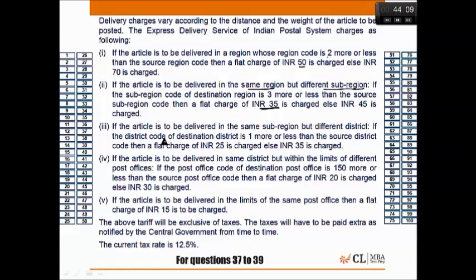Okay, article delivered in the same sub-region for different district. Okay, it's giving 1. Article will be delivered in the same district but within the limit of different post offices if the post office code destination. So it's giving different cases. Okay, good. The above tariff will be exclusive of taxes. The taxes will have to be paid extra as notified by the central government from time to time.